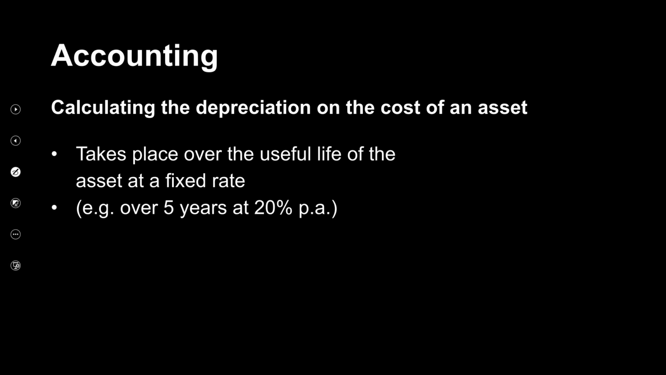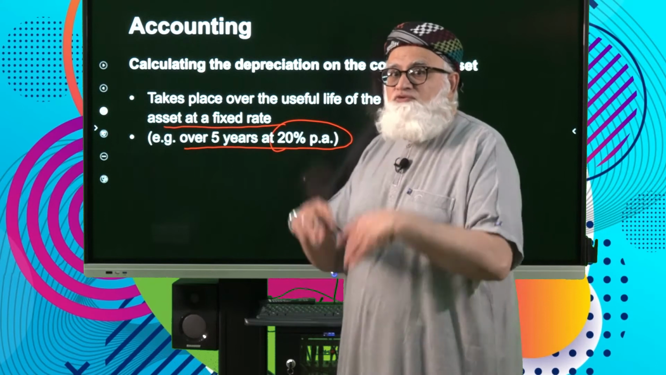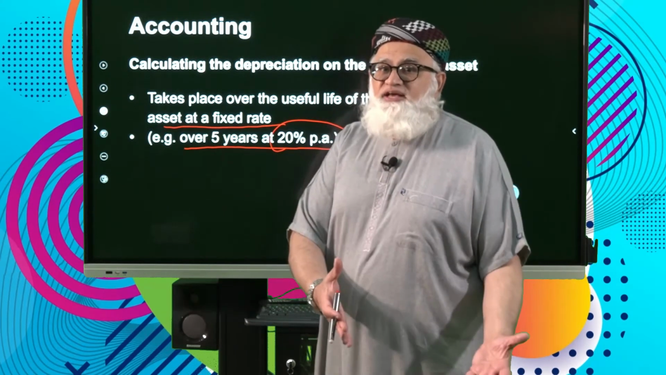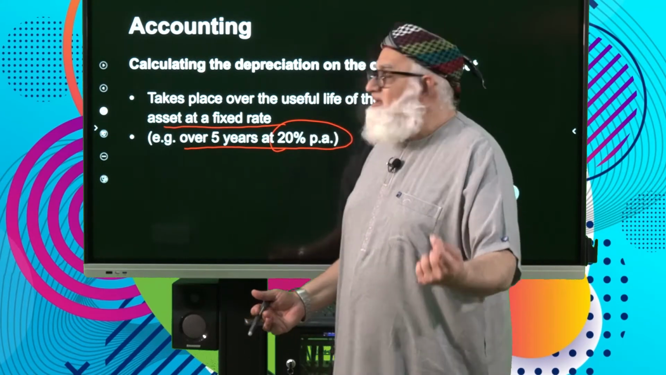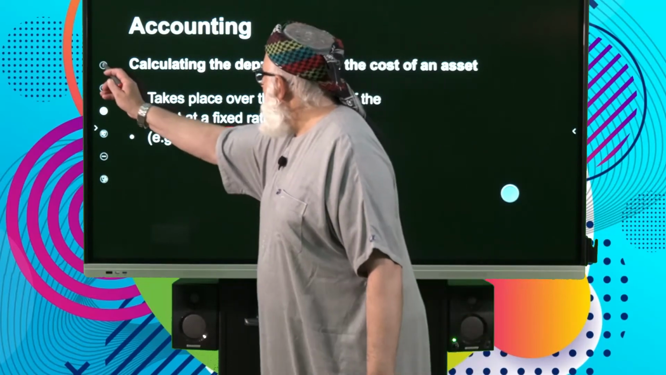If you're working with the asset in terms of its useful life, what you do is you say at a fixed rate over 5 years, at 20% per annum. Obviously, 20%, if you multiply it by 5, will give you 100%. At the end of 5 years, the asset would now reach its residual value.